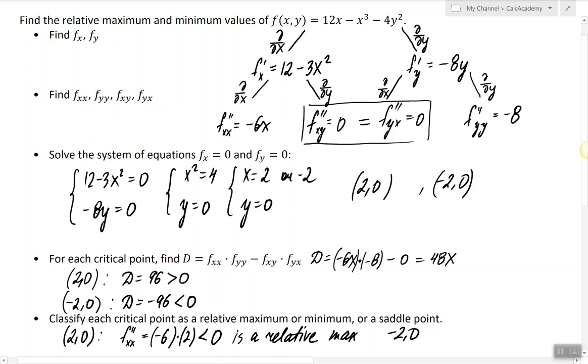However, the point (negative 2, 0) has the D value negative. That means it's a saddle point. So this is how we find relative maximum or minimum if they exist, and the saddle point if it exists.